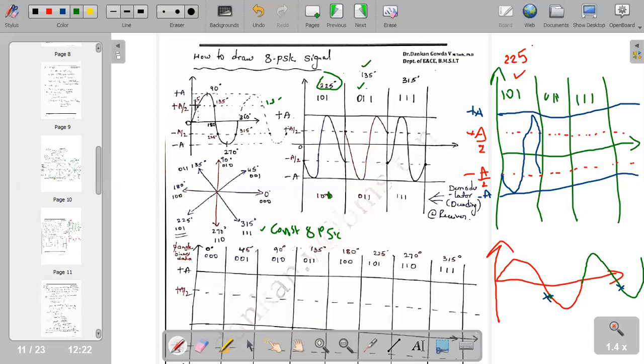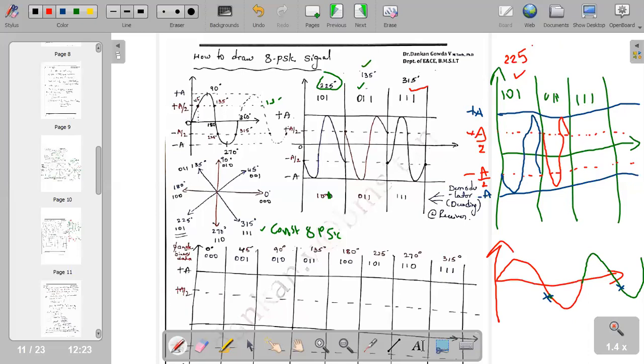Now starting from where? It is from minus A by 2. It is from minus A by 2 to, that is one complete cycle, to again at next 135. See, that is what this waveform is.